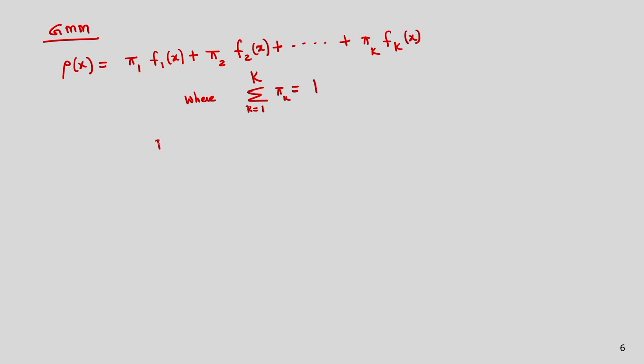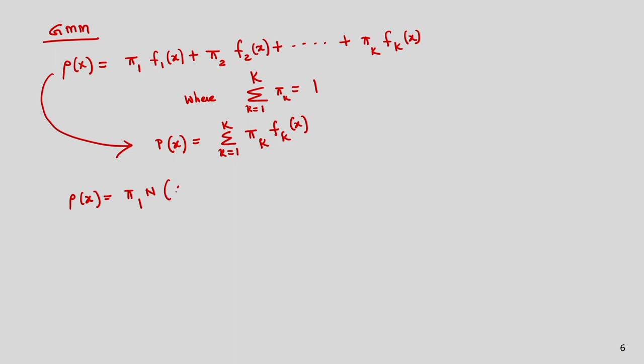So this can be written like this: summation k equal to 1 to K, pi k, where pi is the mixing coefficient, times fk(x). So this expression I can write in this form. And if I consider this f1(x), that is nothing but the Gaussian density, the normal density, I can write pi 1 times the normal density of x given mu 1, sigma 1. I am not giving the vector sign here. Mu 1 is nothing but a vector, but I am not giving the vector sign.